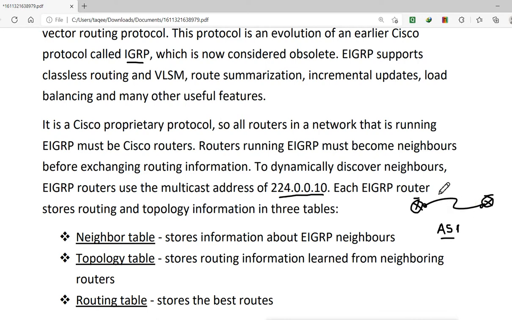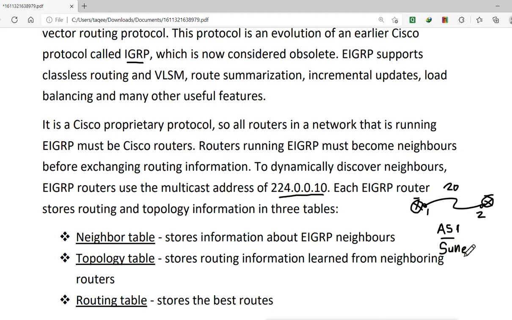So for example, they are in the same 20 subnet, like 20.0.0.1 here and 20.0.0.2 here, or whether we have done the subnetting, they must be in the same subnet, and when they are in the same subnet, only then will they create the neighborship. So they must be in the same subnet. That is the second criteria.